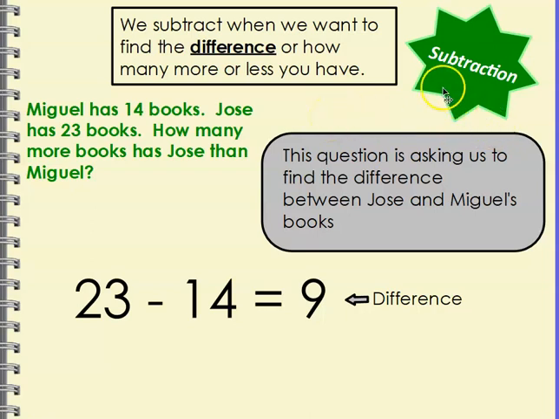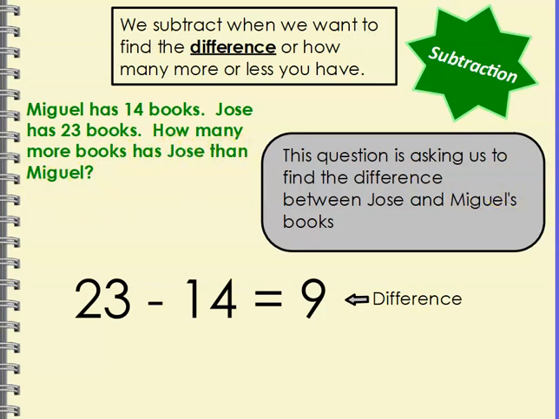Okay, boys and girls, so now let's review our minds about subtraction. So we're going to do this again. When we subtract, we want to find the difference, or how many more or less that you have. So for this example, we're going to use Miguel and Jose again. Miguel has 14 books. Jose has 23 books. How many more books has Jose than Miguel?